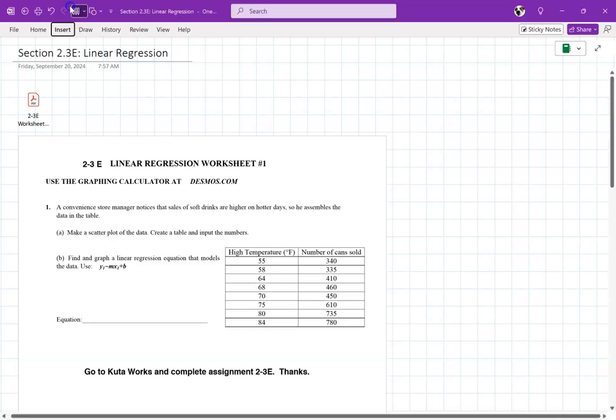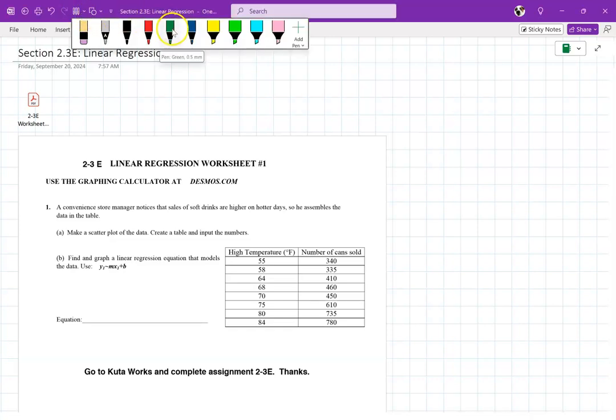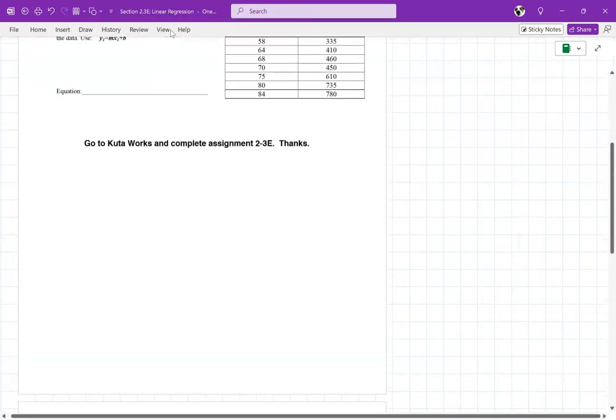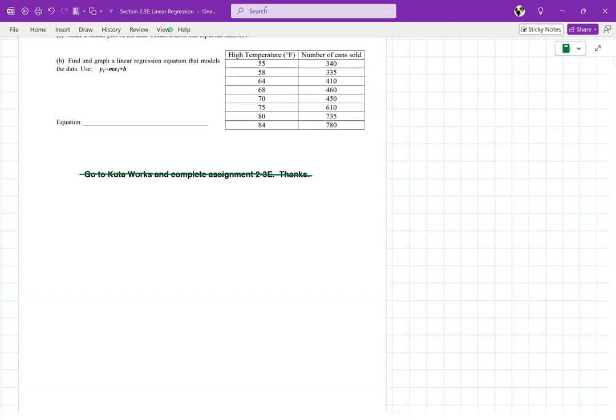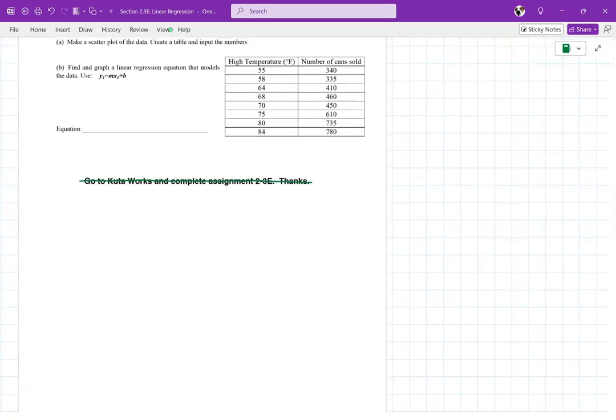So I'm going to do a couple of little notes. You can put these notes on the side, like if you want, see how there's empty space right here. By the way, where it says go to CudaWorks, don't worry about that. I forgot to delete that, okay? Because we're not using CudaWorks. But you can use any of the white paper to take your notes, or if you want to do it on a separate sheet of paper, feel free, okay?